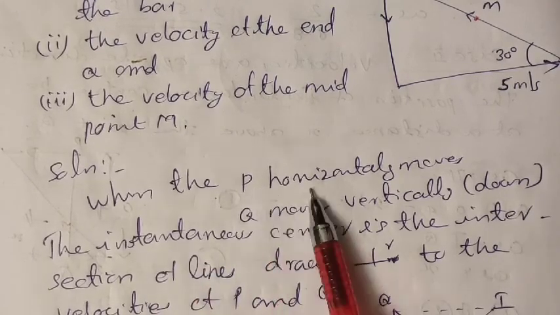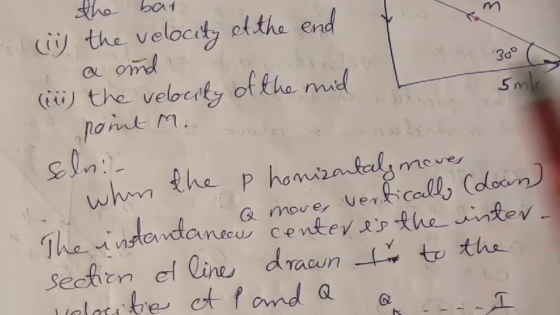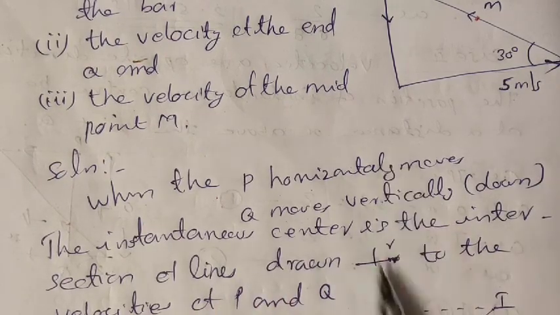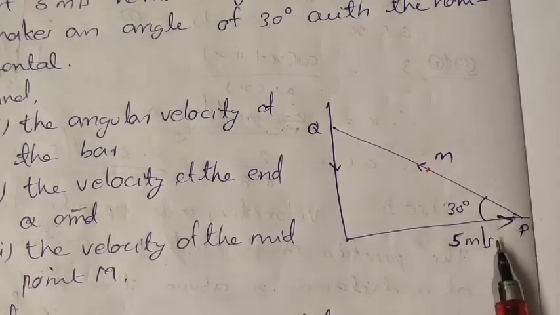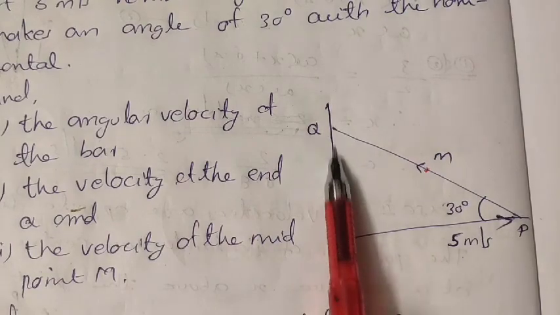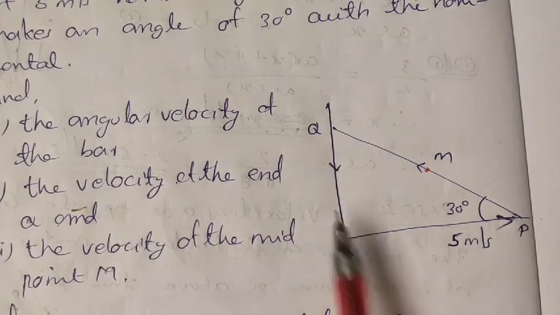When P moves horizontally, automatically Q moves vertically downwards. So P moves horizontally in this direction, and since this is a bar, automatically the Q point is going in the downward direction.